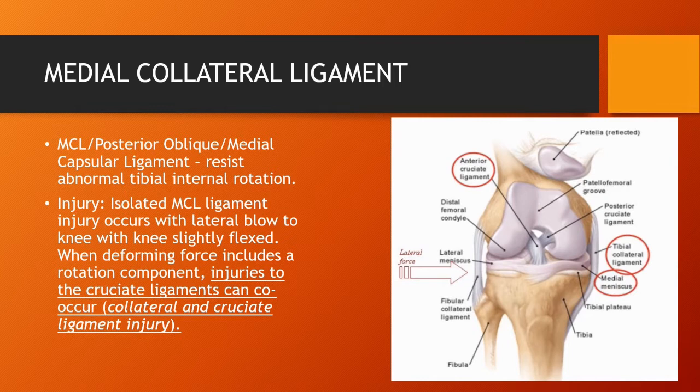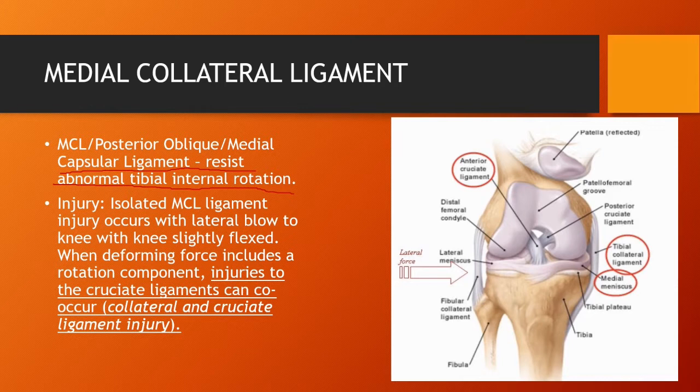And then in addition to these ligamentous structures resisting valgus forces, the combination of the medial collateral ligament, the posterior oblique ligament, and the medial capsular ligament, these together resist abnormal tibial internal rotation. And many of these injuries to the medial ligament complex and the medial collateral ligament involve a rotational component, as the examinee either rotates on a planted foot or has the tibia itself rotated upon a fixed femur.